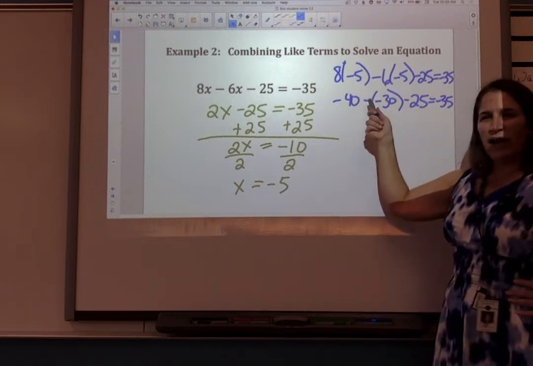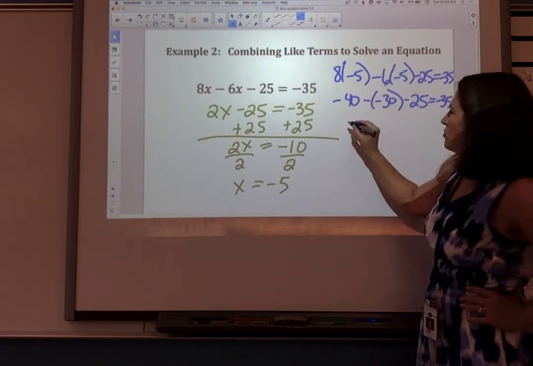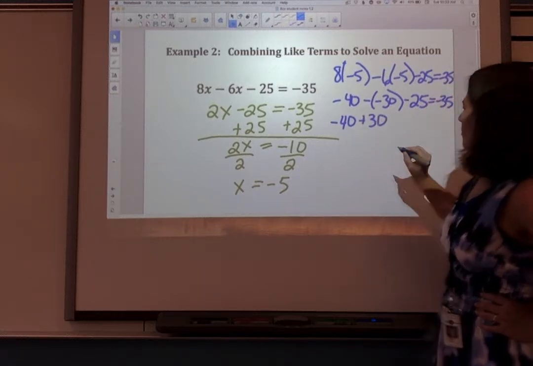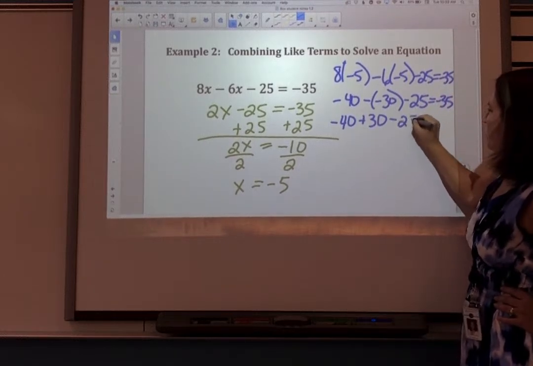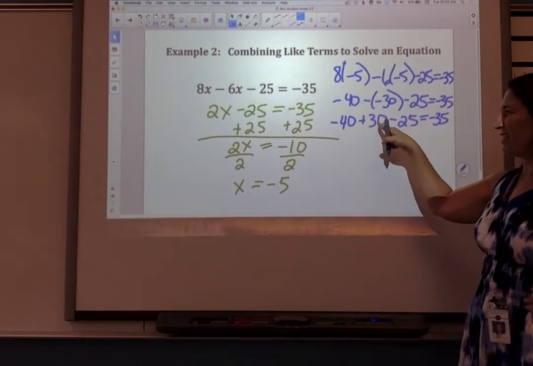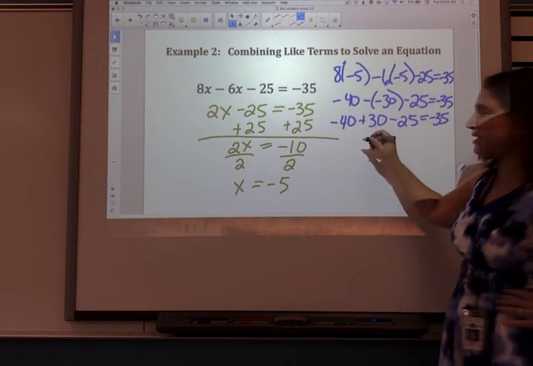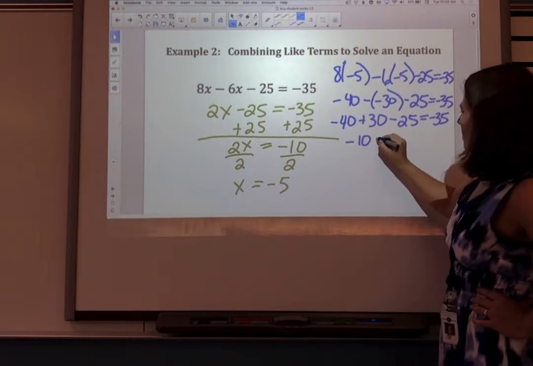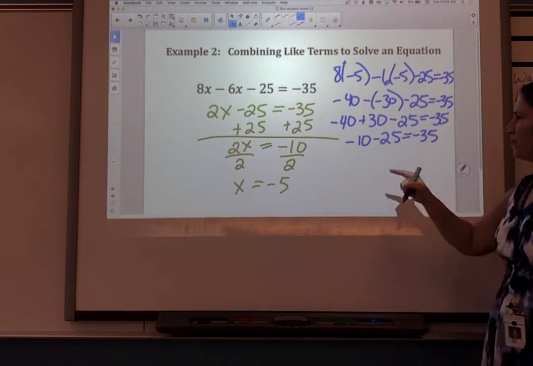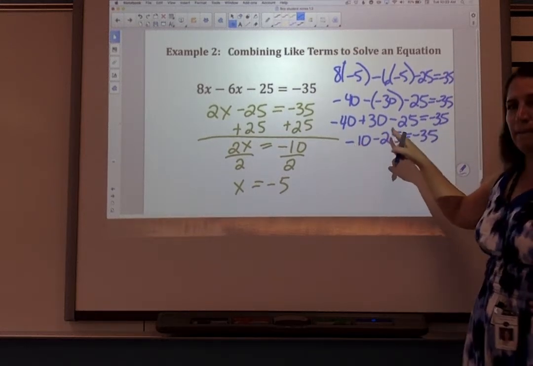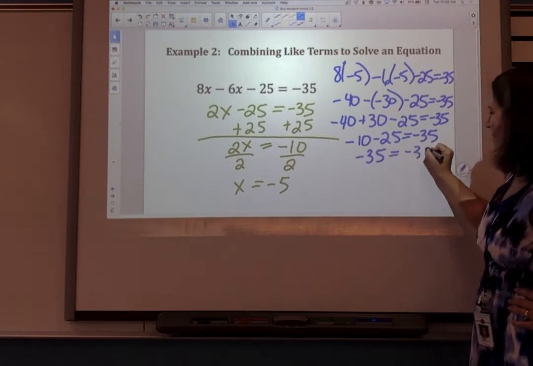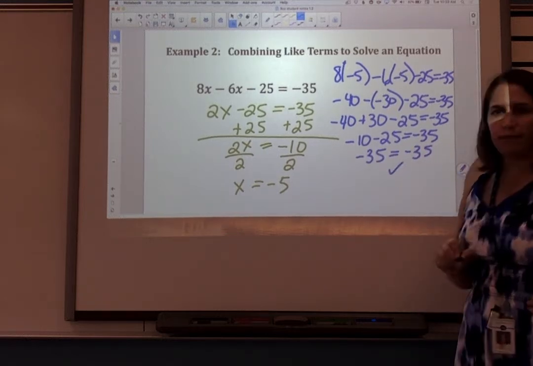I have subtracting and negative, so I'm going to change this to addition. Negative 40 plus 30 minus 25 equals negative 35. Negative 40 plus 30 is negative 10. Minus 25 equals negative 35. And now negative 10 minus 25 will be negative 35, so negative 35 equals negative 35. We got it.